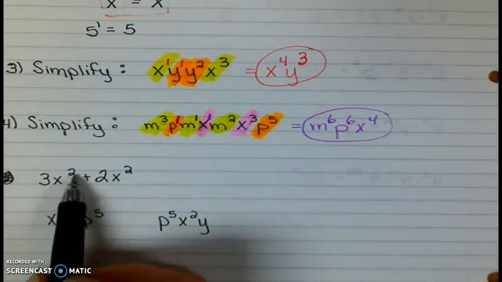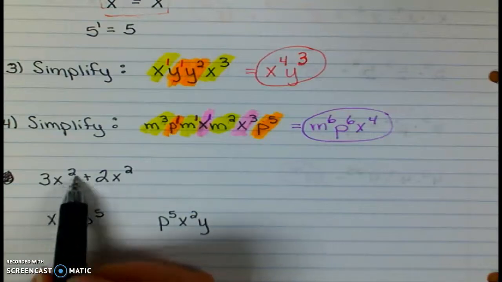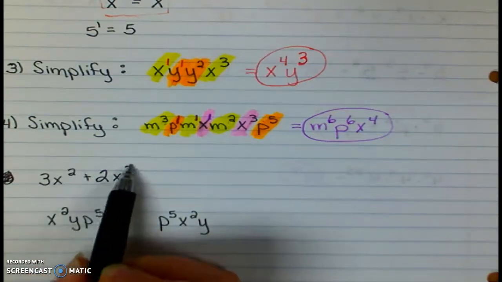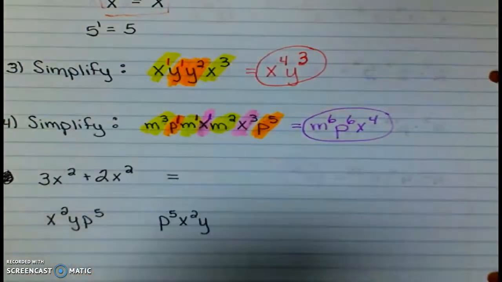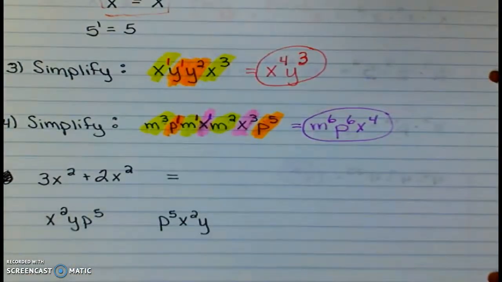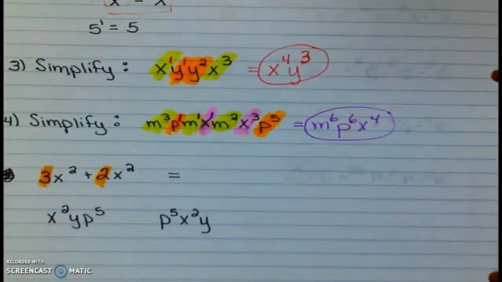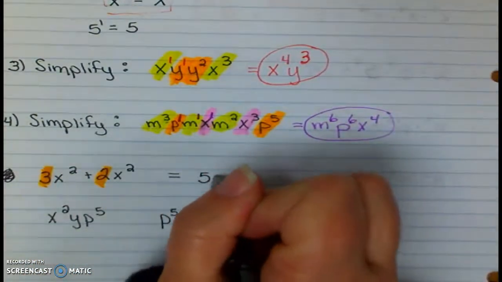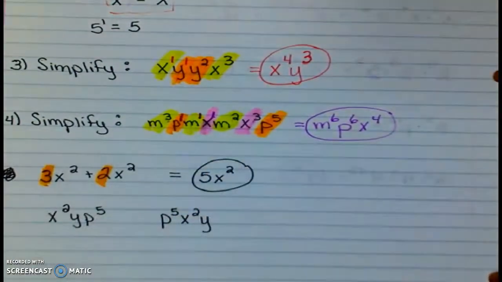We notice that 3x squared plus 2x squared, those are like terms because you have the same variables raised to the same power. So you just add the coefficients together. So the only thing we want to add together are these coefficients of 3 and 2. So 3 plus 2 is 5. And then you keep the variable and the powers the same, so it ends up as 5x squared.